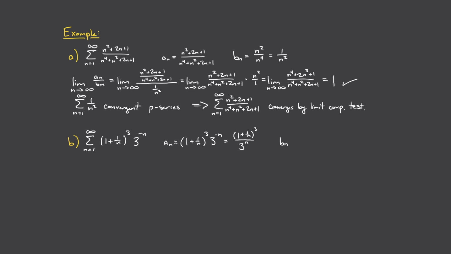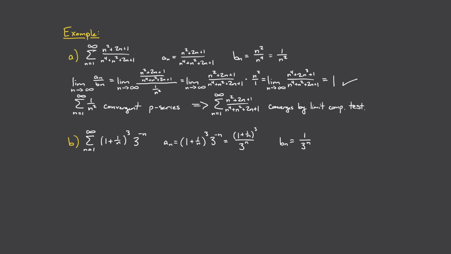Now, for the comparison series, we find the most significant term on the top over the most significant term on the bottom. On the top, it turns out the most significant term is the 1, since the 1 over n goes to 0 as n goes to infinity. So, the top of our comparison series should be 1 cubed, which is just 1. On the bottom, there's only one term, which is 3 to the n. So, our comparison series is 1 over 3 to the n.